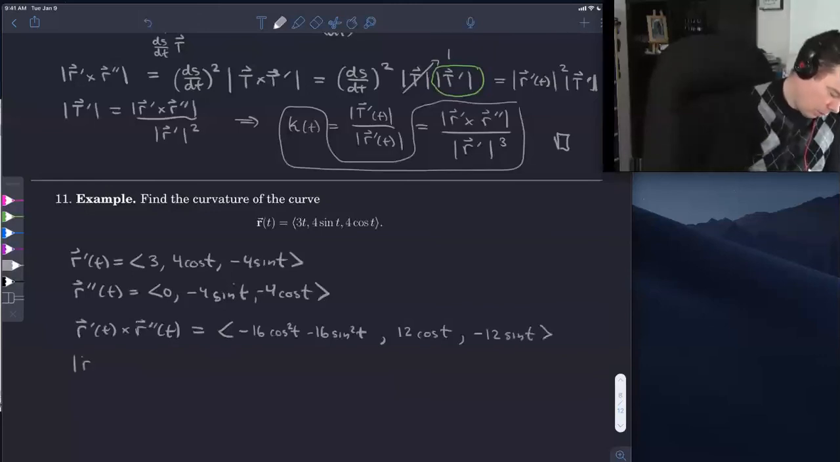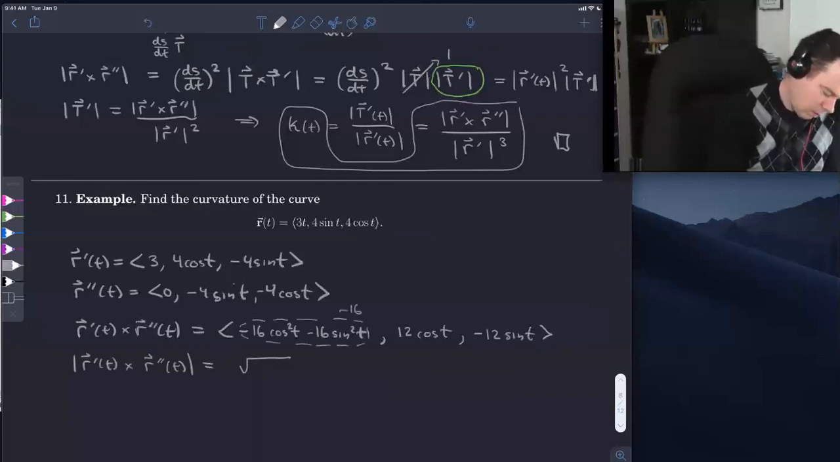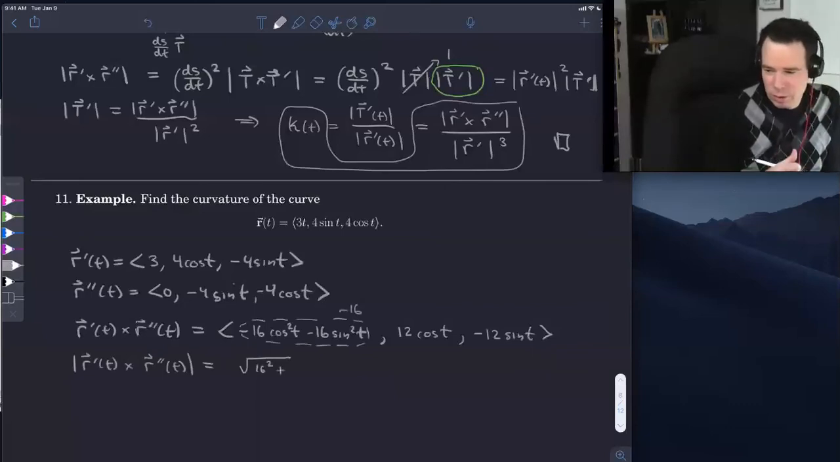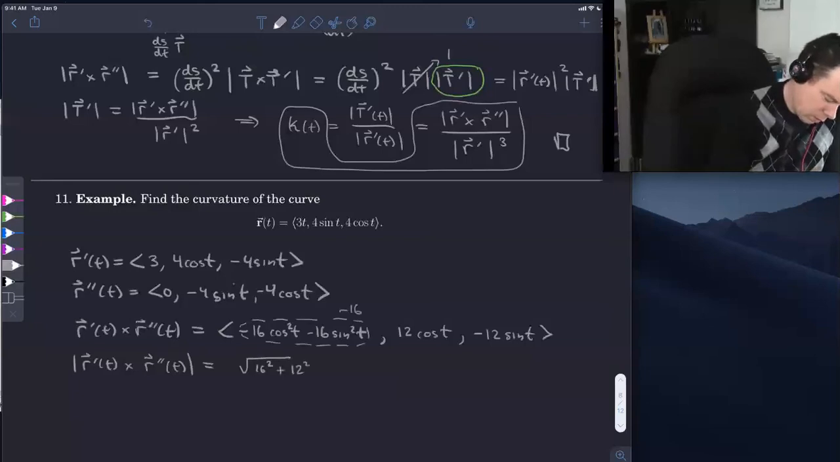And so the magnitude of that is going to be the square root of, well, we notice that this first component simplifies down to just negative 16. So that's going to be 16 squared plus 12 squared cos squared plus 12 squared sine squared. Again, cos squared plus sine squared is 1, so that gives us plus 12 squared. And there's nothing on the bottom. And so that's root 400, or 20.